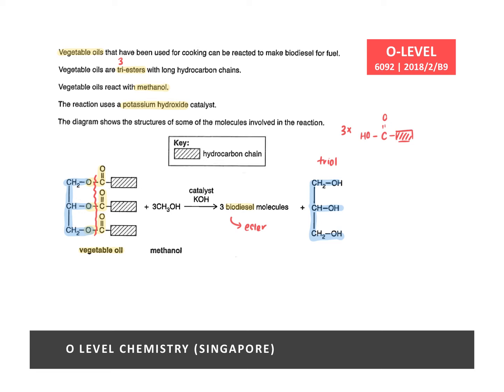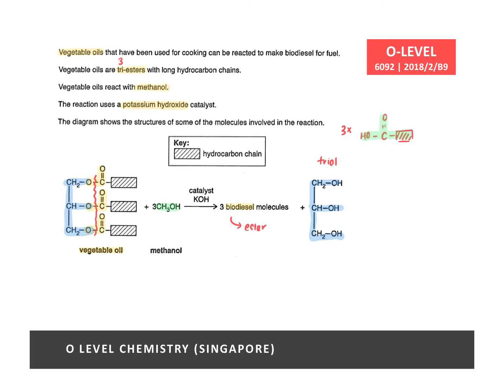So now we need to look at what is the other reactant in this reaction scheme. We can see that there is an alcohol, right? There's methanol. So from there we can tell that the acid that we have obtained from the hydrolysis of the vegetable oil must have reacted with this alcohol to form an ester, which is your biodiesel.